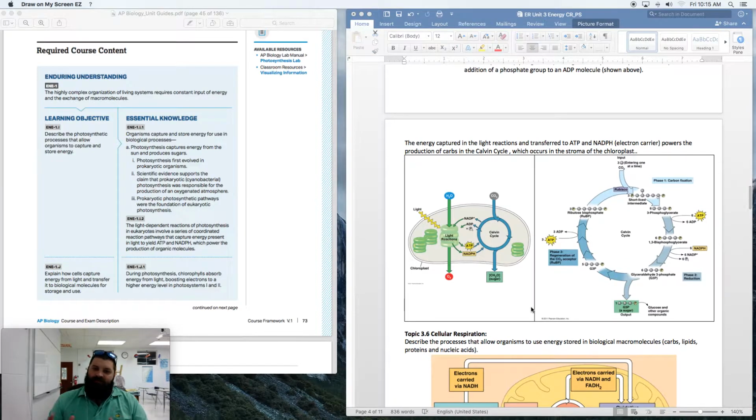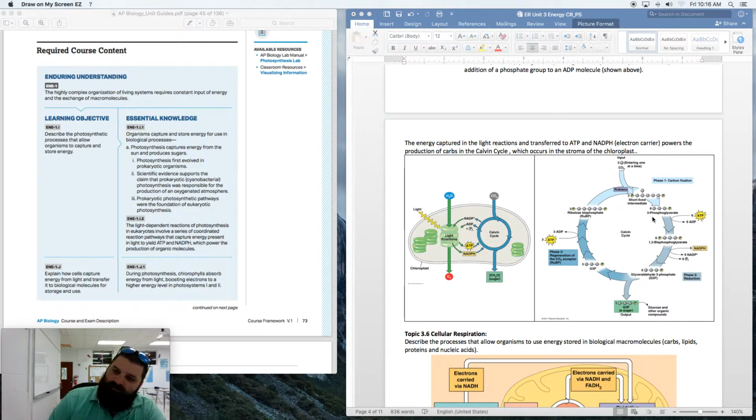All right, now we've got ATP and NADPH. These are high energy molecules that will go to power stage 2, which is the Calvin cycle. The energy captured in the light reactions and transferred to ATP and NADPH, which are the electron carriers, powers the production of carbohydrates in the Calvin cycle. And there's this diagram again: inorganic carbon in the form of CO2 to organic carbon in the form of sugars. This takes place in the stroma.